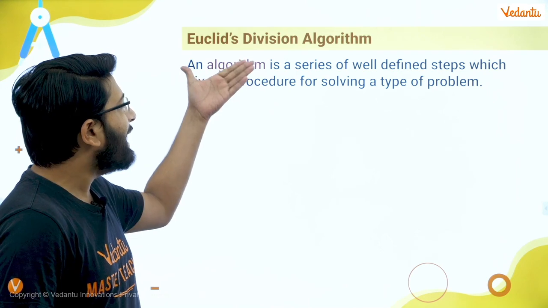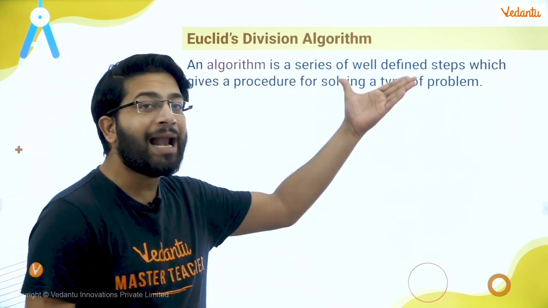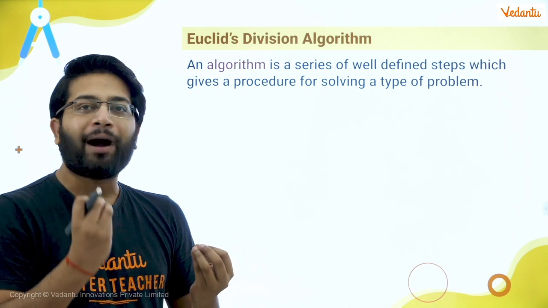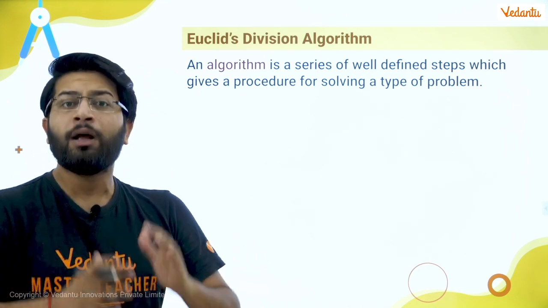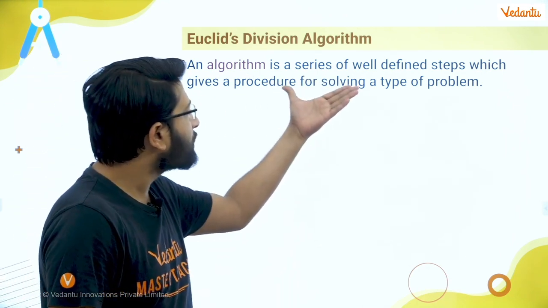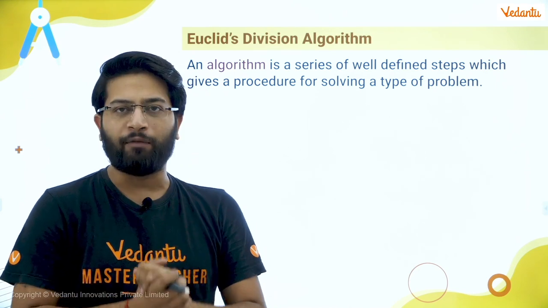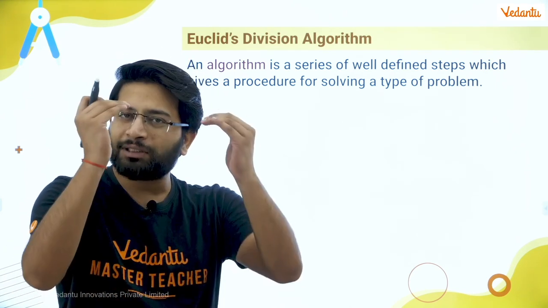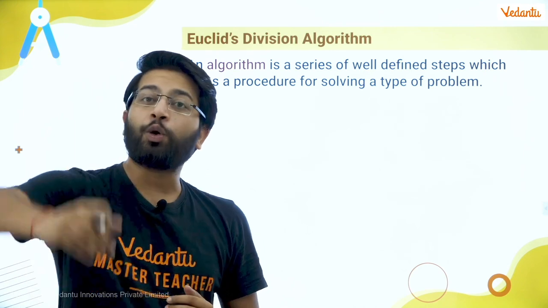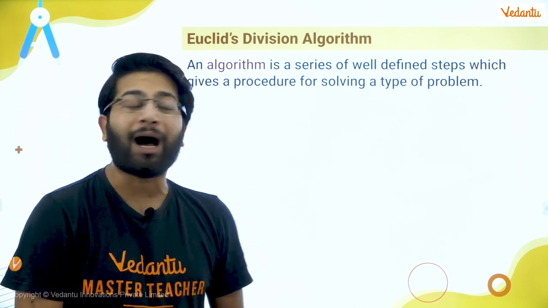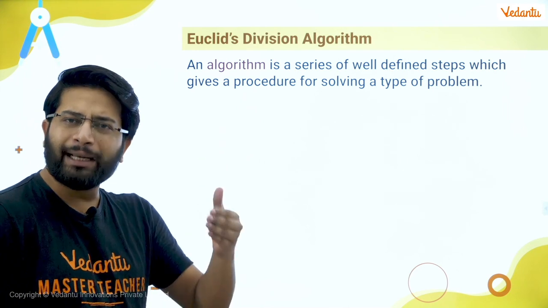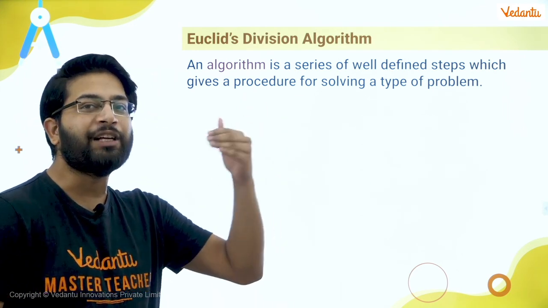So check, an algorithm is a series of well-defined steps. Algorithm is a well-defined series of steps, right? Which gives a procedure for solving a type of problem. In order to solve any problem, we have to follow some series of steps. So those series of steps are known as the algorithm. Okay, so this is the difference between Euclid division algorithm and Euclid division lemma.